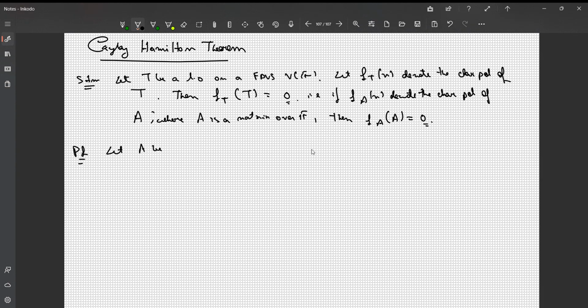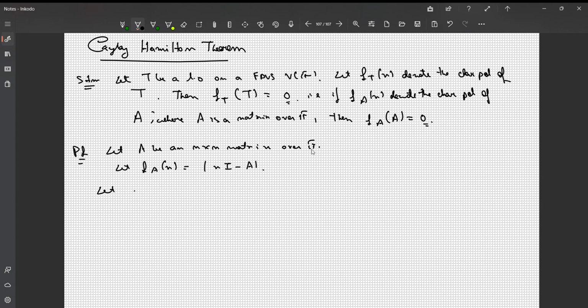So we prove this statement for a matrix, that will analogously prove it for a linear operator as well, right? Because to define the characteristic polynomial, we need to define a determinant. For that, we require a matrix. So let A be an n cross n matrix over F. Let the characteristic polynomial of A, which is obviously determinant of xI minus A, be considered in this form.